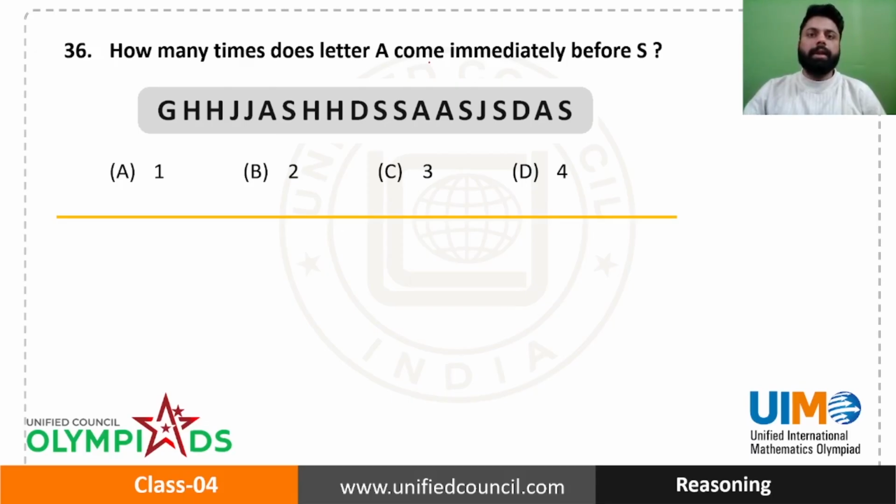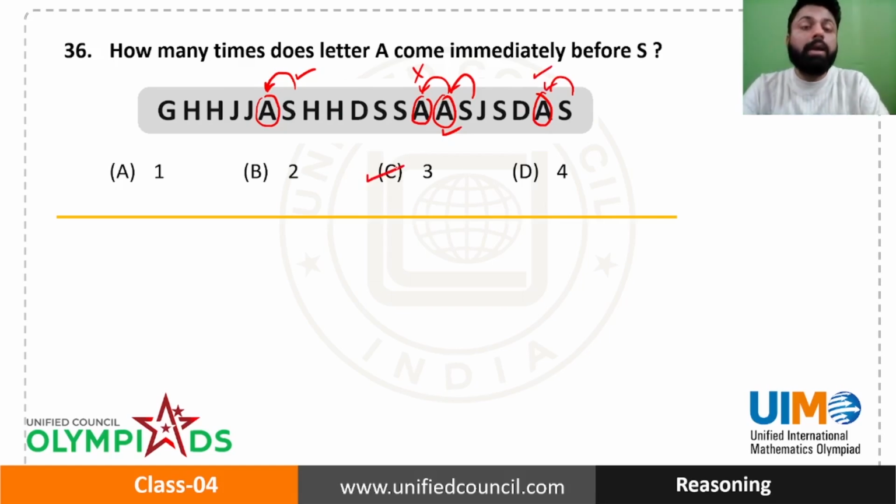Times the letter A comes immediately before S. So first of all, let's encircle A. 4 times A is coming. Now immediately before S. Just before S. Before S, yes. Before S, no. Before S, yes. And before S, yes. So 1, 2, 3 times it is coming just before S. And this is how we can solve this question. So option number 3 is the correct answer.